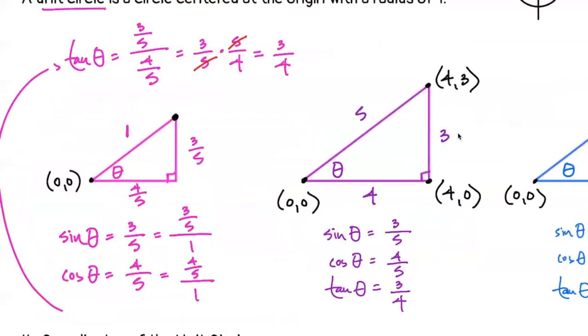Okay. Now, before we move on, let's go back to this point right up here. What is the coordinate of this point? The x value, comma, the y value. Perfect. Okay.